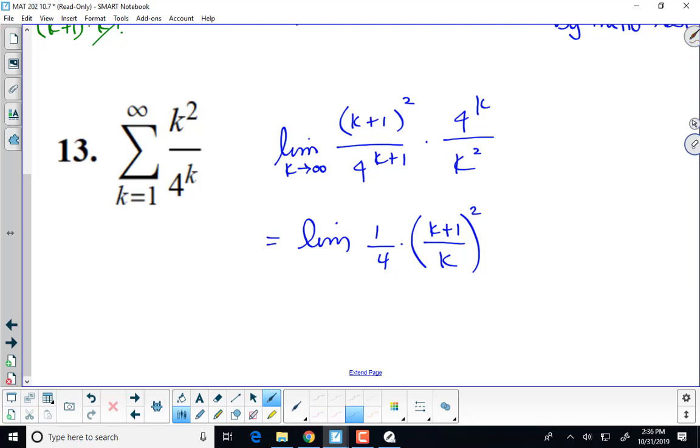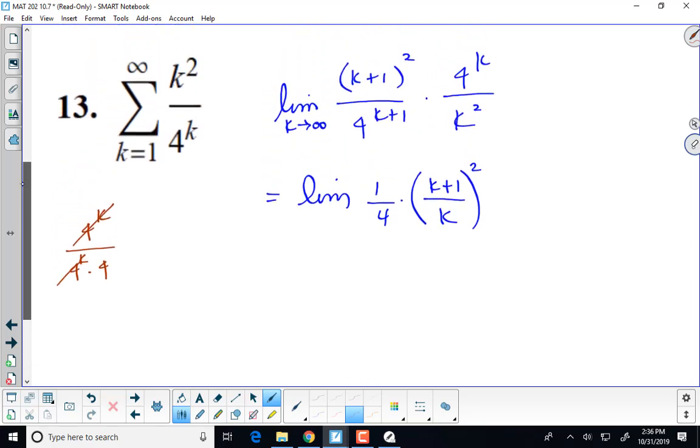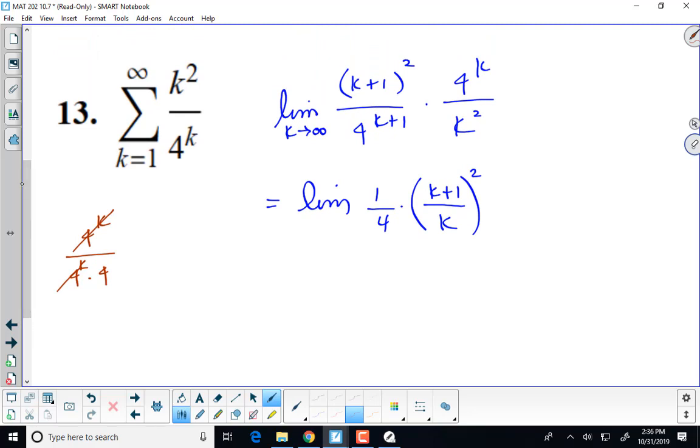So if we have 4 to the k over 4 to the k plus 1, 4 to the k plus 1 is 4 to the k times 4. So those two cancel, and we're left with 1/4 down below. The other part, if it was k plus 1 over k to the k, that would be indeterminate. But this one, the limit as k goes to infinity on the inside is 1, and 1 is just squared. It's not to the infinity, so it's certainly not indeterminate. So 1/4.